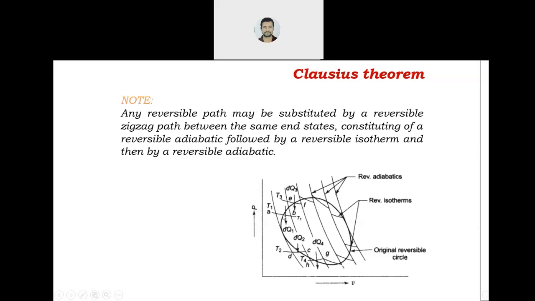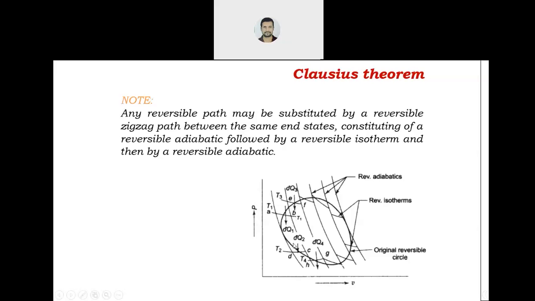What is happening? A to B is an isothermal process. Heat is added, dQ1 amount of heat is added, at temperature T1. B to C is an adiabatic process. Next, C to D, again heat rejection is there. dQ2 amount of heat is rejected. Again D to A, it is a reversible adiabatic. So these are the four processes.